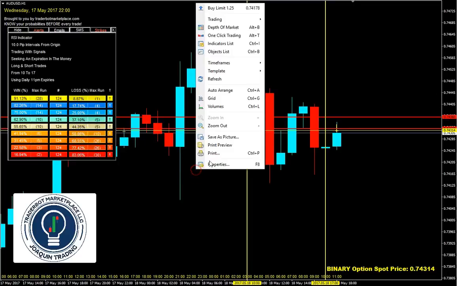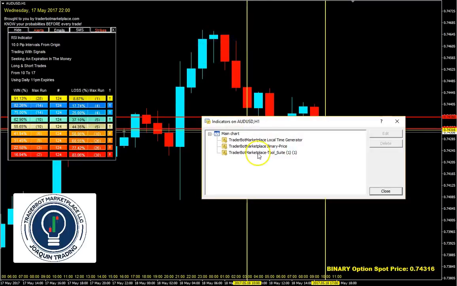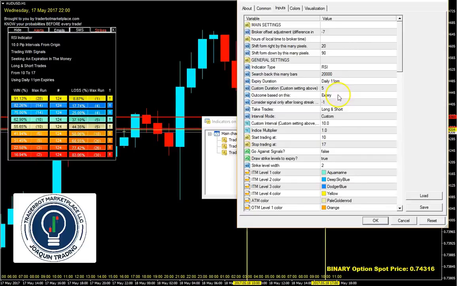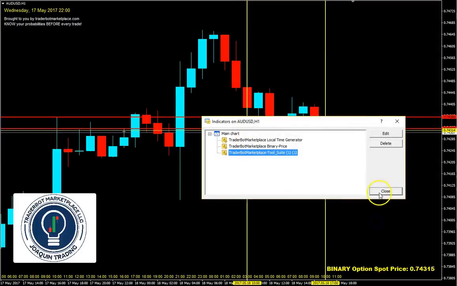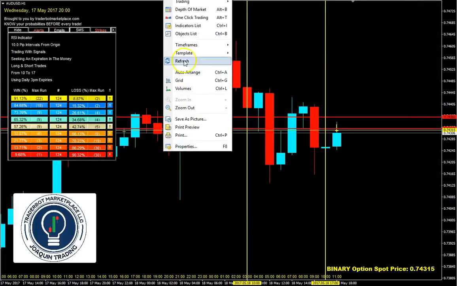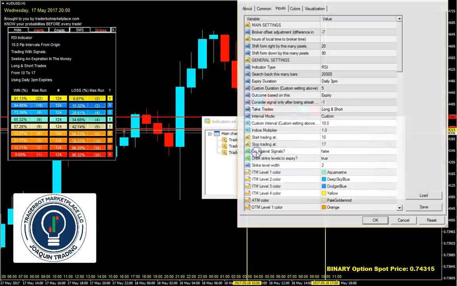So now we need to figure out, do we want a higher expiry rate but more losses in a row, or a lower expiry rate and fewer losses in a row? And it really doesn't matter. Let me put it on a 3 p.m. And now I'm going to go down here to the RSI settings. Let me go ahead and get this locked in.